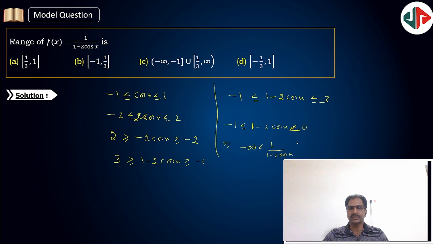So remember, first between minus 1 to 3 you have to split negative values and positive values. So minus 1 to 0, and we require the range of 1 by 1 minus 2 cos x. 1 minus 2 cos x lies between minus 1 and 0 means all negative values. If a function is negative, then its reciprocal is also negative. Here it lies between minus 1 and 0, so the reciprocal lies between minus infinity and minus 1. Next, take 0 to 3.